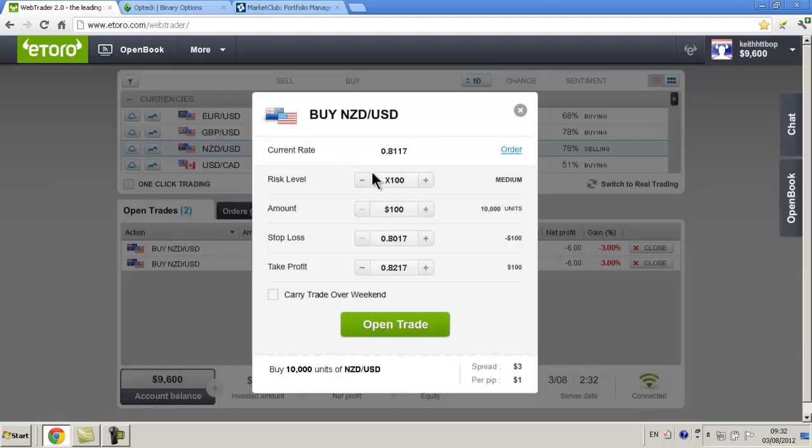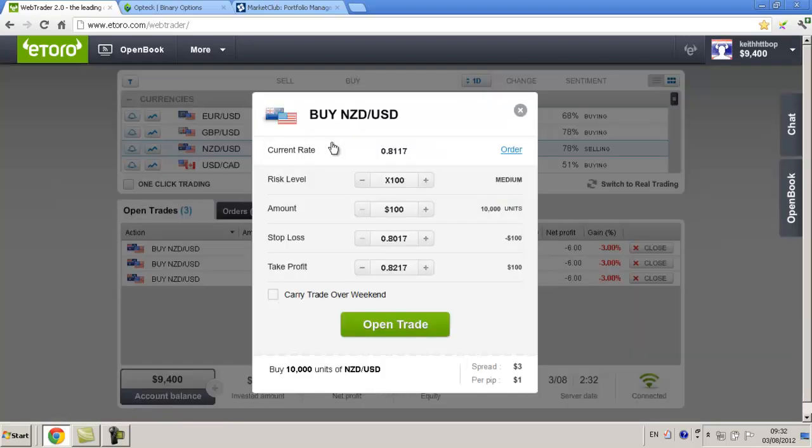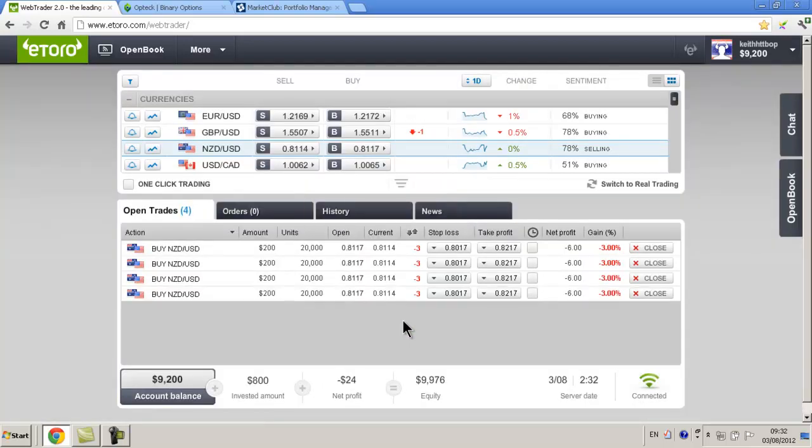Buy New Zealand dollar. 200. Open trade. And one more. Buy New Zealand dollar. 200. Open trade. Okay, so we've got 4 trades on. Now it's always going to be in the negative here because that's your spread, $6. Now I don't want to risk $800 in the market. I'm happy to risk 400.